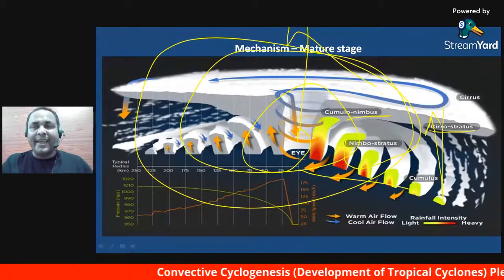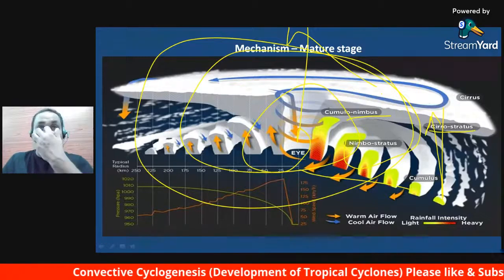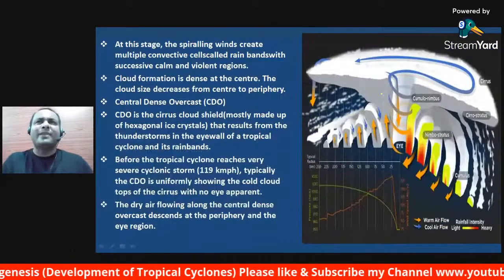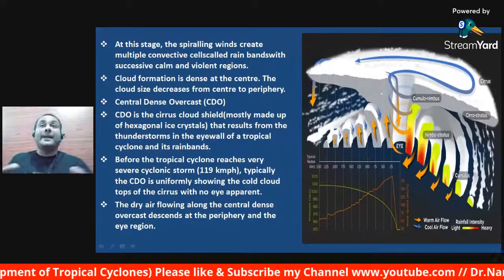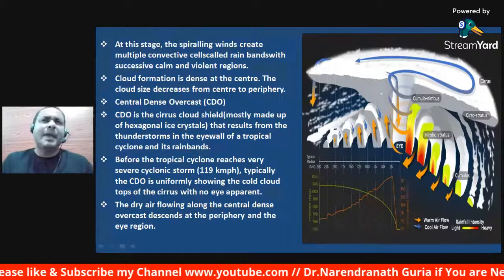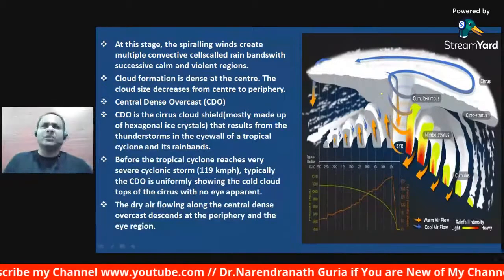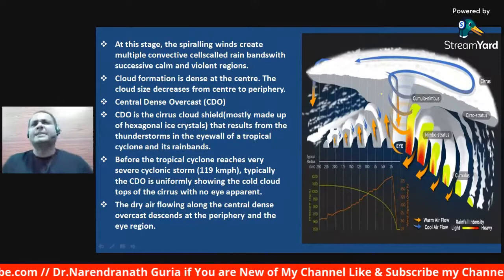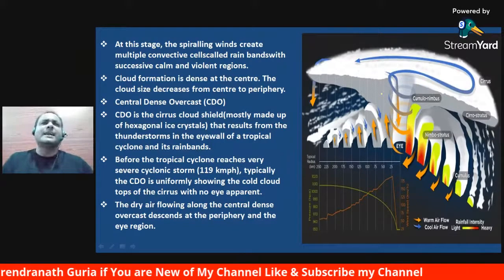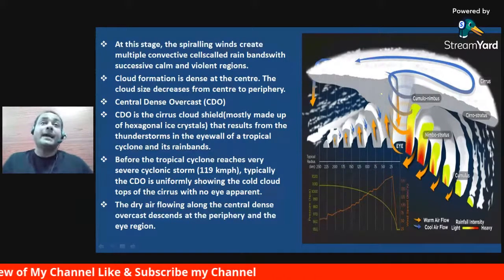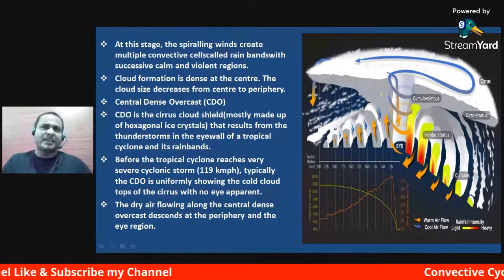So it is very interesting. At this stage, the spiraling winds create multiple convective cells and rain bands, successively, with the violent region also. And cloud formation is dense at the center, and the cloud size decreases from the center to the periphery, and the central dense overcast, CDO.